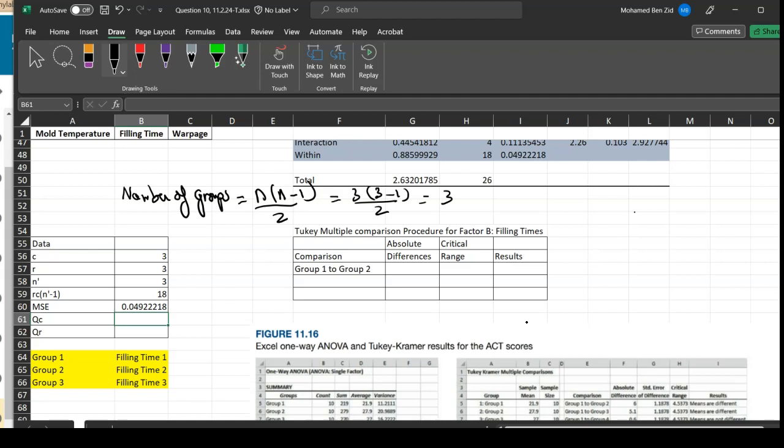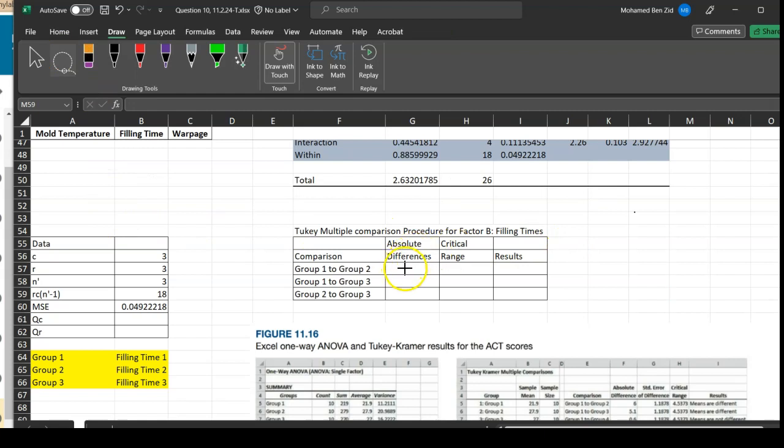So this one is going to be group 1 and group 2. It's going to be group 1 and group 3, and group 2 with group 3. So that's all the combinations, all right? And then I'm going to calculate the absolute value of their differences. So this is going to be a formula, equal sign, and then I'm going to take the difference of the absolute values. Before going there, let me define what I'm going to do first.